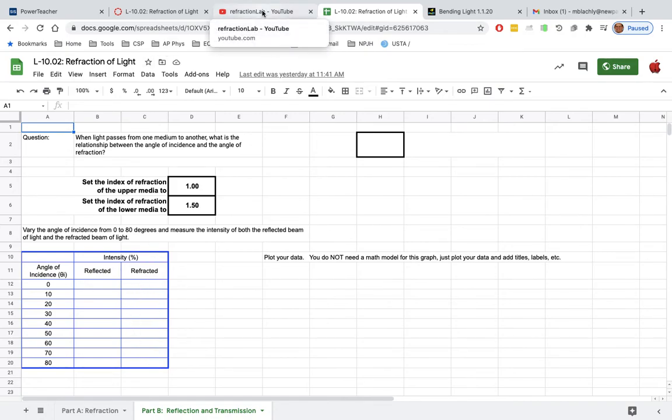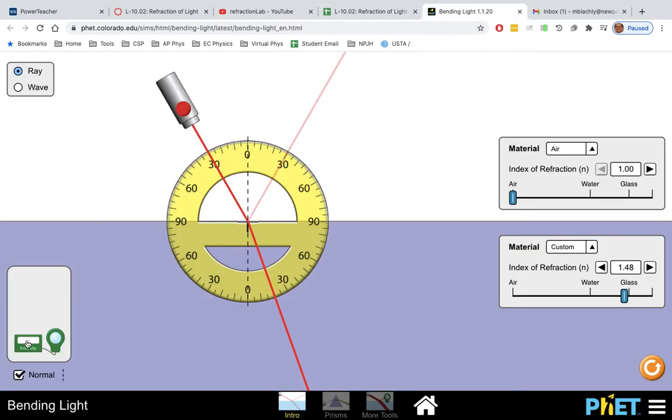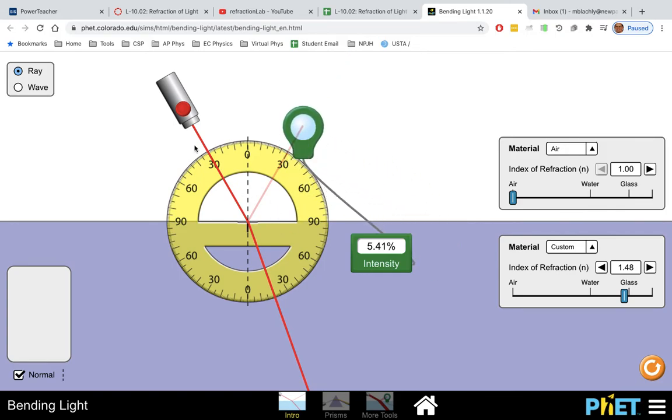So the way you do that for part B is this. For any given angle, you can grab an intensity meter and you can put the inspector right here. And so when I'm at 30 degrees right here, you can see that 5.41% of the light is reflected. It bounces off and comes back. Put it down here and you can see that 94.59% is transmitted. 94% of the light goes through into the water, or whatever this is. And so you're going to record those two in your data table.